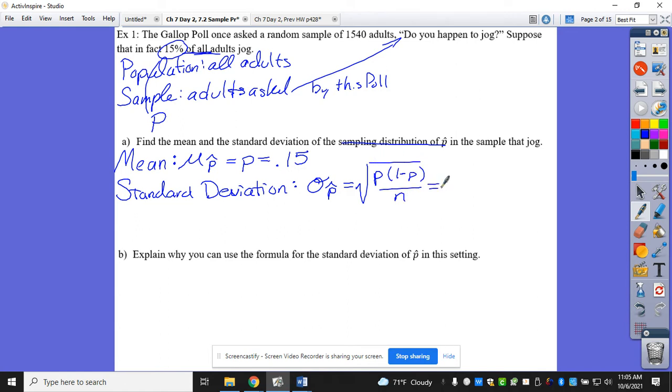That's the square root of p times 1 minus p over n. So what is p? I usually go ahead and do the math for 1 minus p first. What's 1 minus p? What was our lowercase n for this problem?